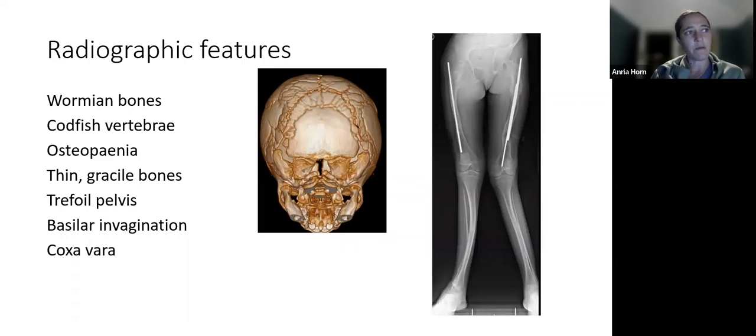Radiographic features, we know wormian bones in the skull, codfish vertebra, osteopenia, generalized osteopenia, thin gracile bones. You can see, look at the fibula in this X-ray. I mean, they basically look like strings. Then they get what's called a trefoil pelvis.